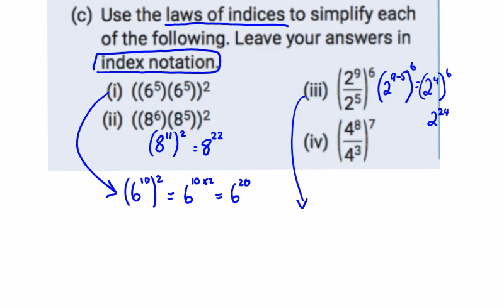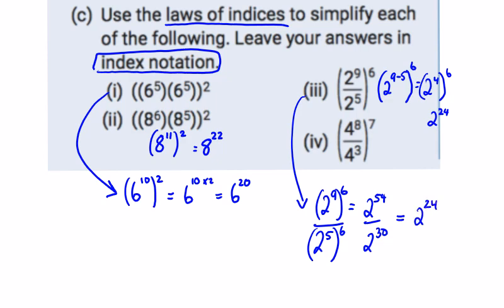If we applied the 6 first, 2 to the power of 9 to the power of 6 would be 2 to the power of 54. On the bottom, we'd have 2 to the power of 5 to the power of 6, which would be 2 to the power of 30. You could apply your takeaway rule. 54 minus 30 is also 2 to the power of 24, which is the same. So there's a couple of ways to approach it. And similarly with this one, this is 4 to the power of 8 minus 3 to the power of 7, which is 4 to the power of 35. So practice your indices rule questions through the chapter before coming to the revision exercises.